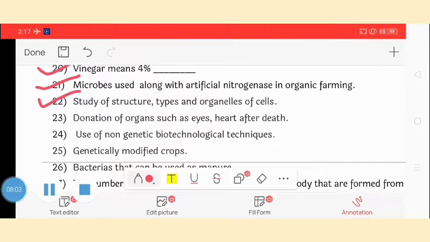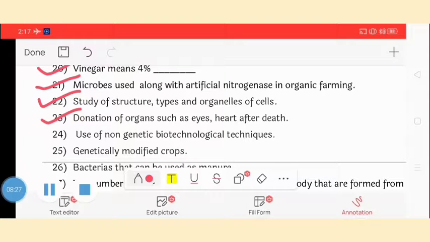Now 23rd question: Donation of organs such as eyes, heart after death. The donation of organs such as eyes and heart after death is known as posthumous donation.